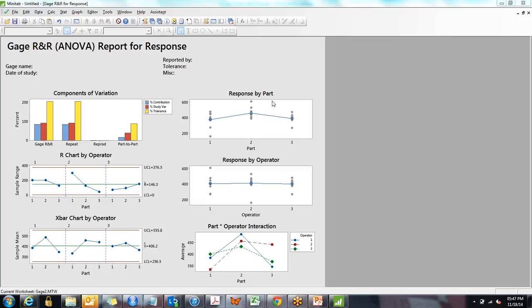Then let us look into response by part. Sample to sample variation is shown here. Sample 1, sample 2, sample 3. For a good gauge, we expect to see consistent values for each part being measured by different operators. So we do expect to see different means for different parts. The means joining the parts should not be horizontal.